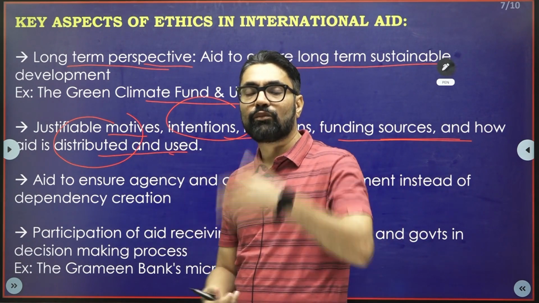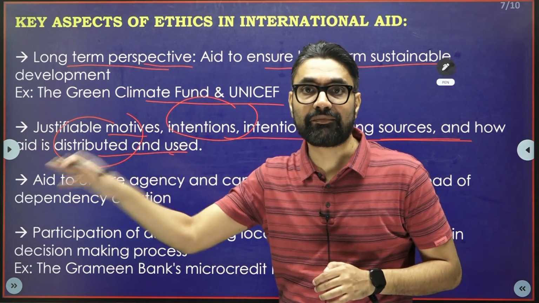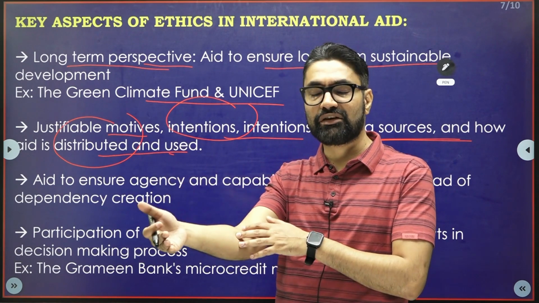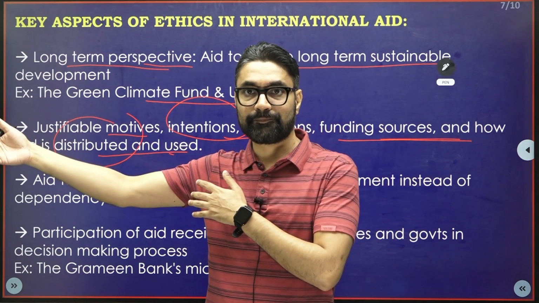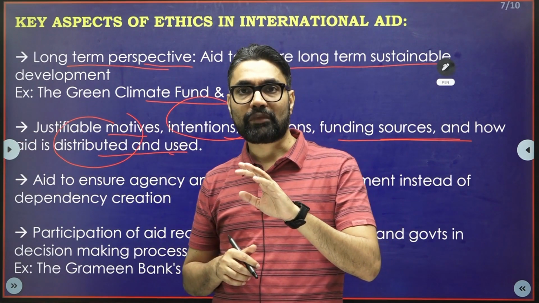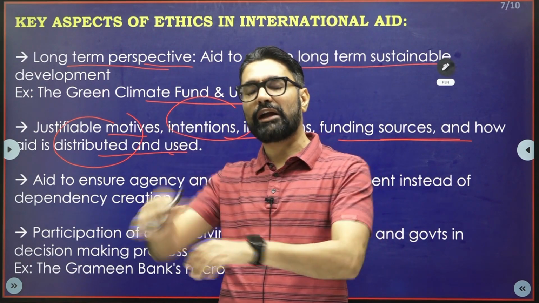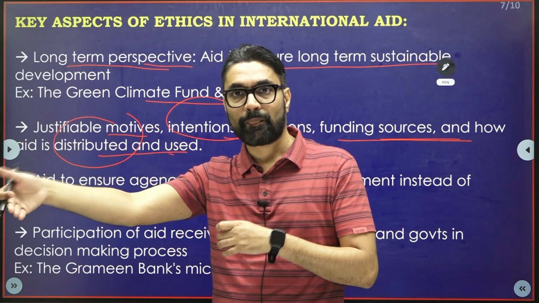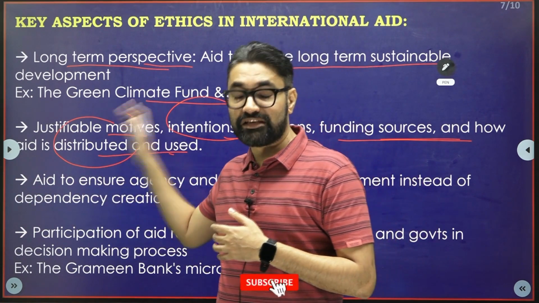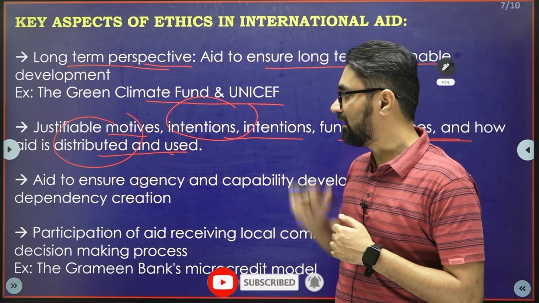और जो aid दे रहे, okay, you need to ensure that it is being used also for a justifiable matter. कि आप जो aid दे रहे हो किसी country को, it is being used for wrong reasons or in unethical manner, okay, that should not be there. So your intention should be justifiable while giving aid, while distributing aid, and while aid is getting used, it should be getting used for a justifiable reason. So this justification of intent, ये भी एक बहुत important ethical parameter है while giving international aid.